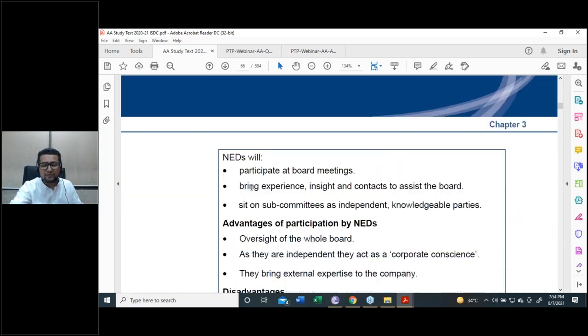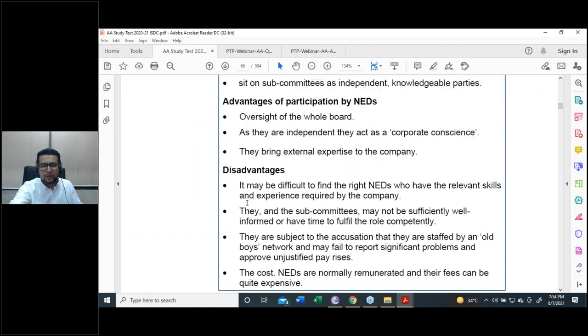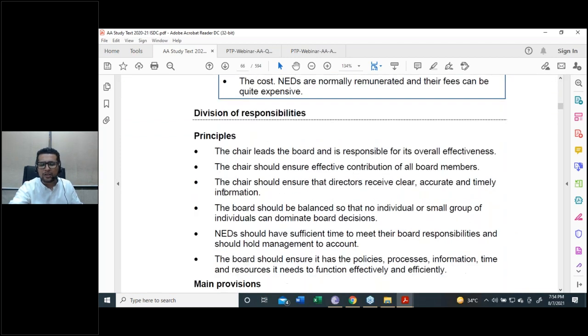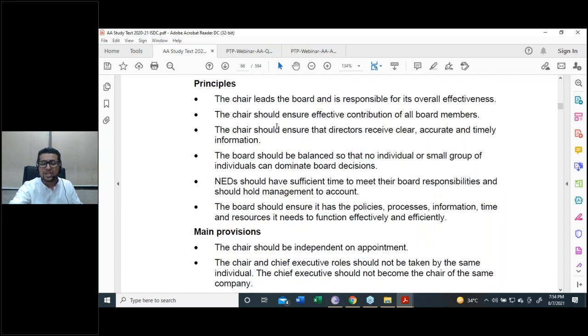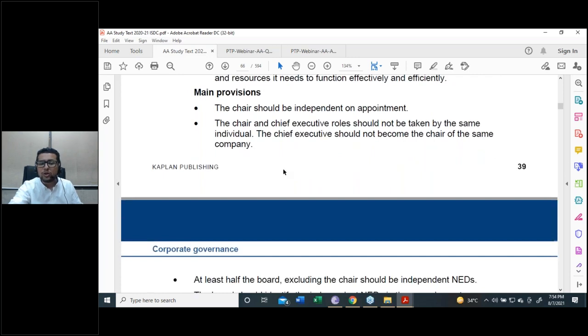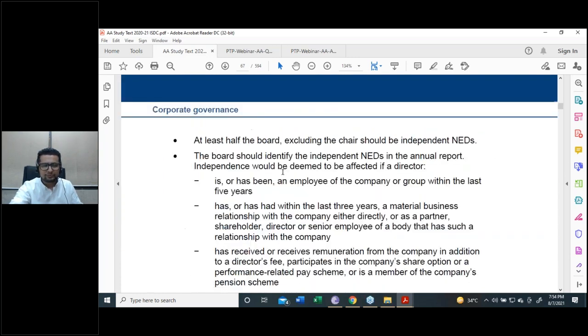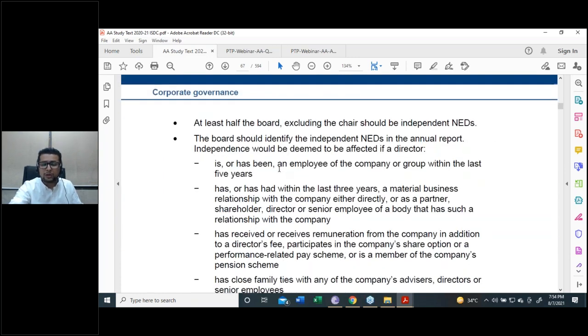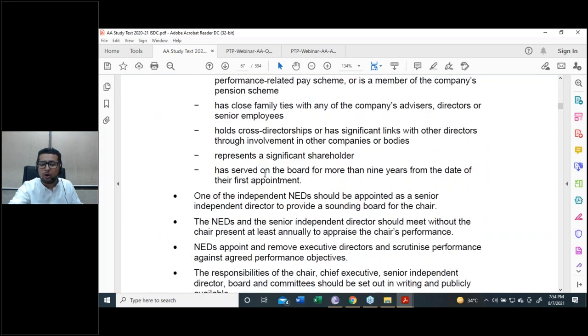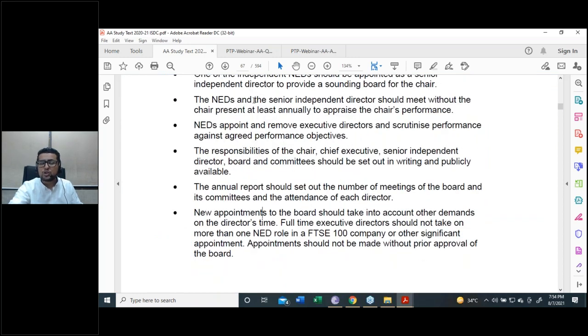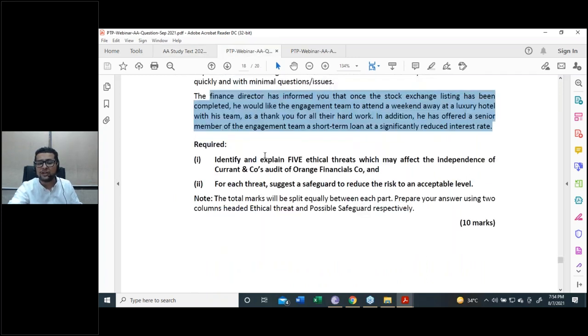No executive director should be part of the audit committee. So these are few important things. We have to make sure that chairman and CEO should be two different individuals. Last but not the least, we have to make sure that all the non-executive directors should be independent. They should not have any financial or non-financial interest in the company. Is this clear?